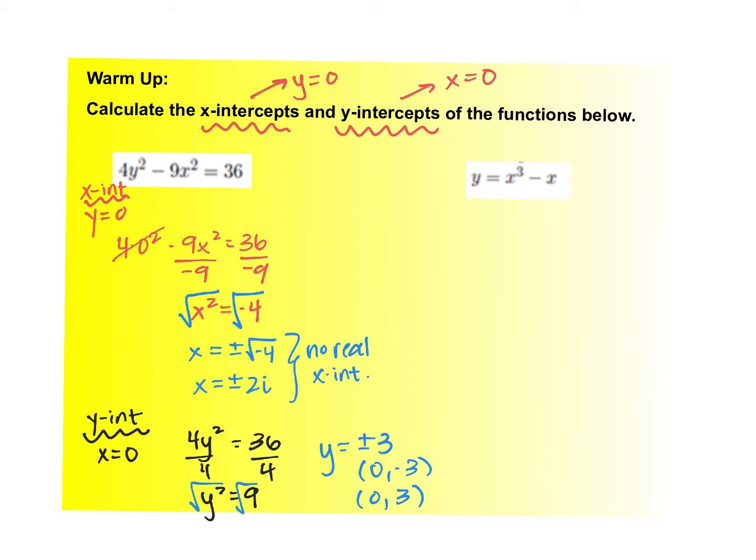I'd like you to pause the video and try finding the intercepts for the equation on the right. Can you solve for both the x-intercepts and the y-intercepts?